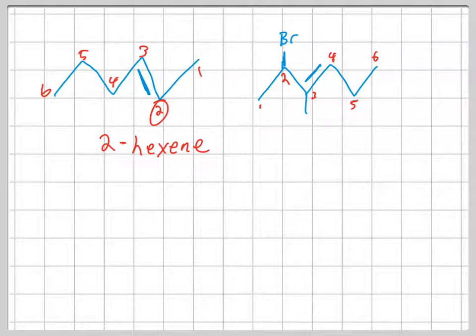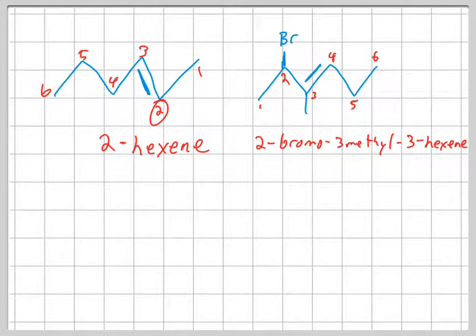So here we would name this as 1... I'm dumb today. 2-bromo. And then we'd have 3-methyl. And this would be 3-hexene. The ENE tells us that there's a double bond, and the 2 tells us where it's located. Same thing over here on the more complicated one.